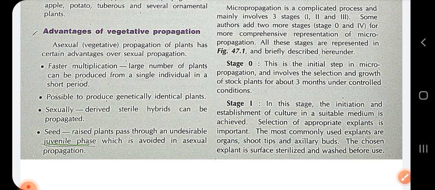Second, it is possible to produce genetically identical plants. Genetically identical means the genotype of the plants that we take from and the plants that we have generated by taking the explant from that mother plant will be the same. Now, it depends on which tissues we are taking. Normally, meristematic tissues are the best source to produce genetically alike plants.